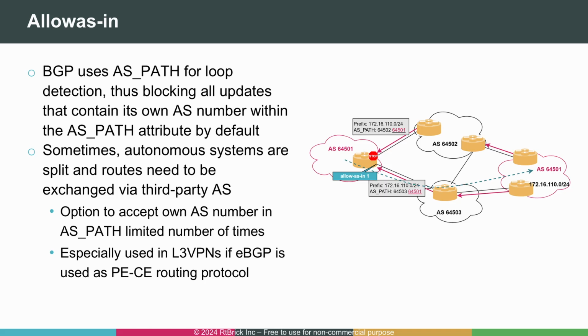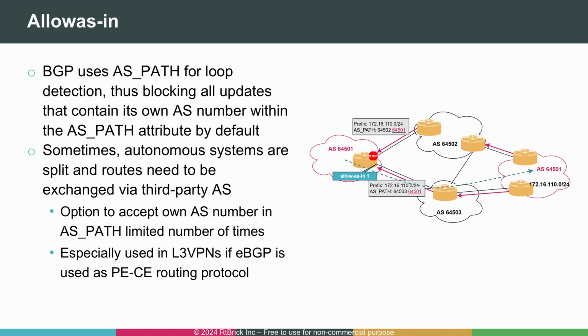In the diagram on the right, AS 64501 is split across two sites. When a router in AS 64501 receives an update from either AS 64502 or AS 64503, it will reject the update by default, because AS 64501 is already included in the AS path. However, since there's no backdoor connection and we know it's safe, we can accept the update, whereas number 64501 appears once without causing any BGP loops.